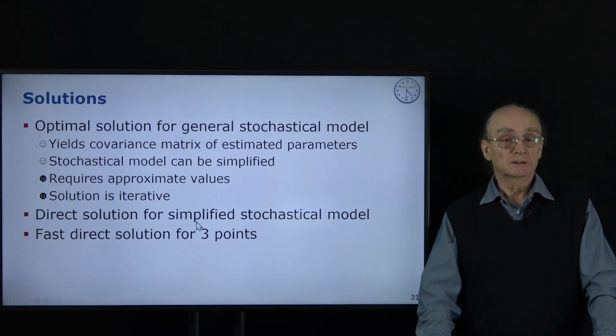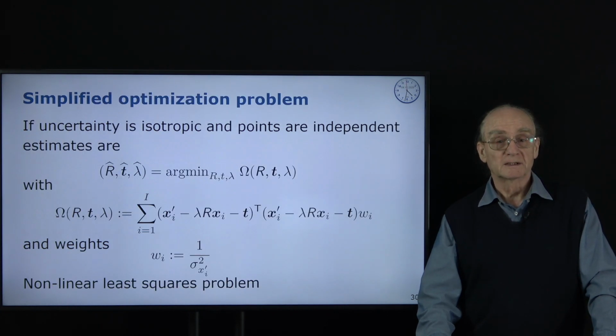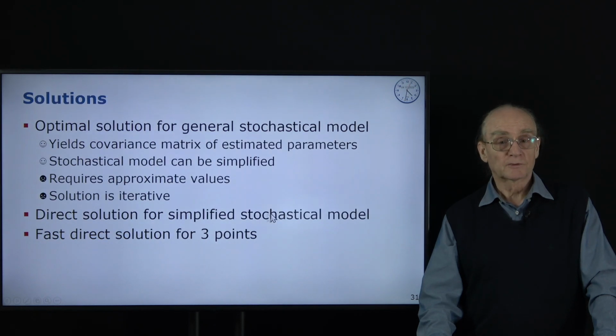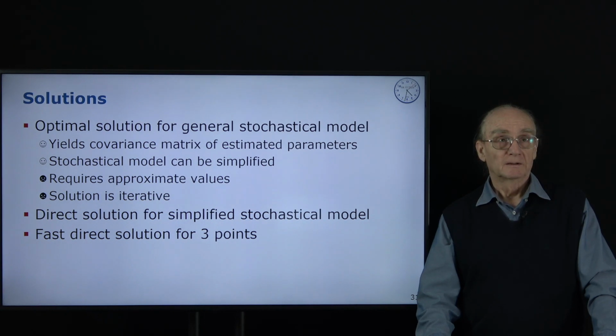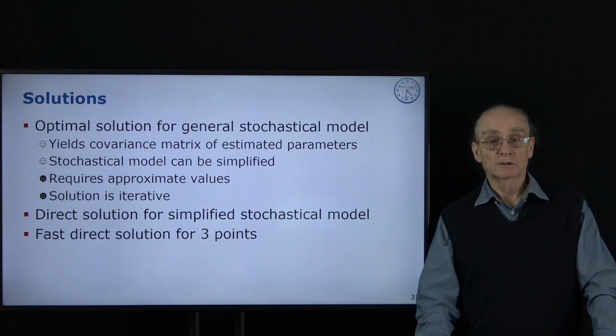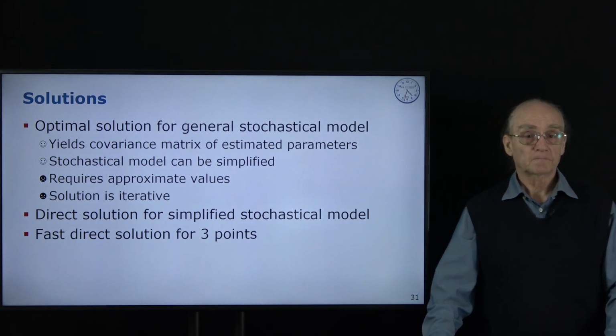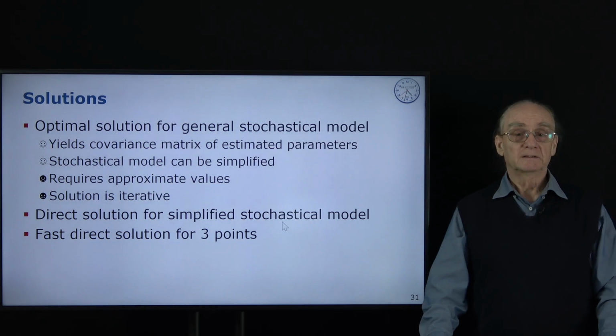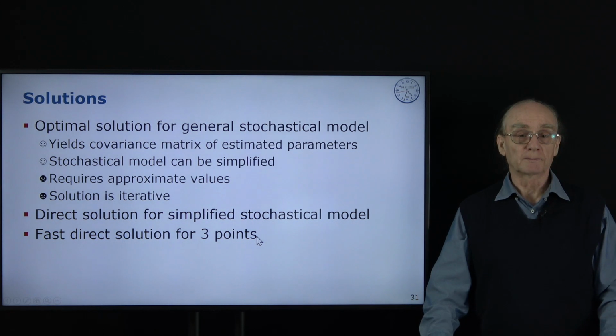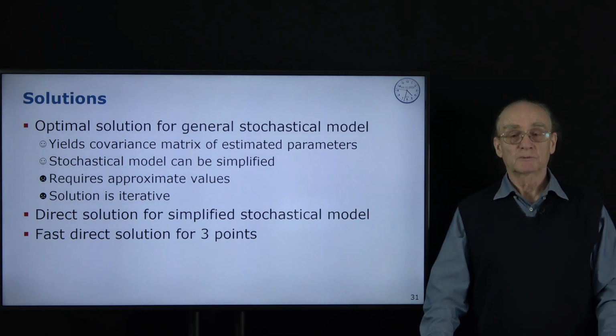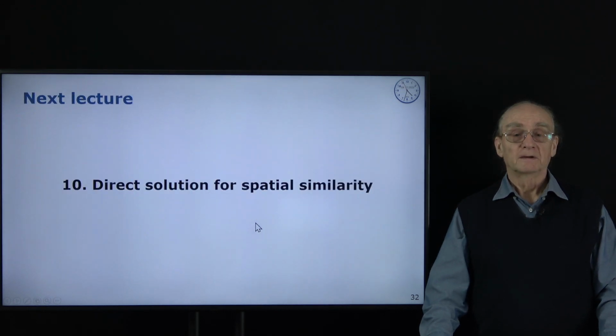Now, the interesting thing, which I already mentioned, is that we have direct solutions for the simplified stochastical model. That means for exactly this problem, which is useful for two things. First, we get good approximate values, and if the stochastical model is sufficient for our purpose, we are already done. And the second is that if we have this solution, we can look at what the optimal solution would say about the quality of the resulting parameters and use this result to characterize the result of this simplified direct solution of the simplified model. And we will see that we will have a very fast solution for 3 points, which we will need if we do outlier detection. So this is the program for the next lectures. We will start with the direct solutions for the simplified stochastical model next time. And thank you very much for listening.